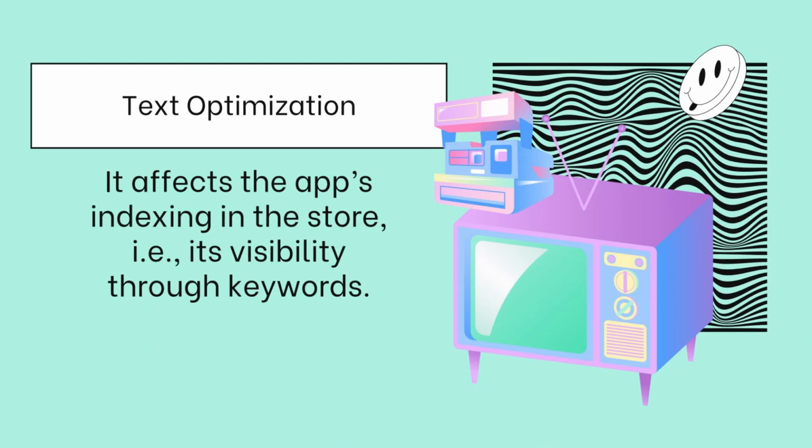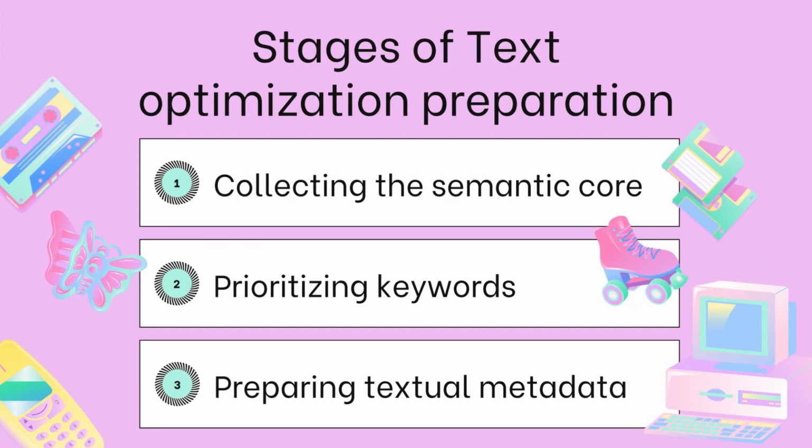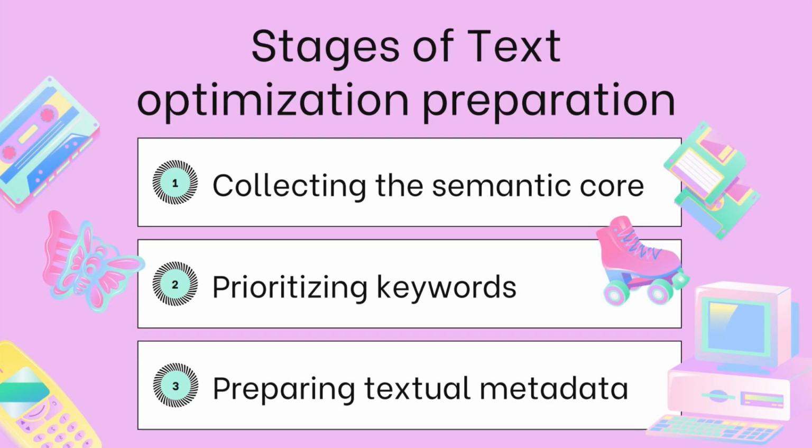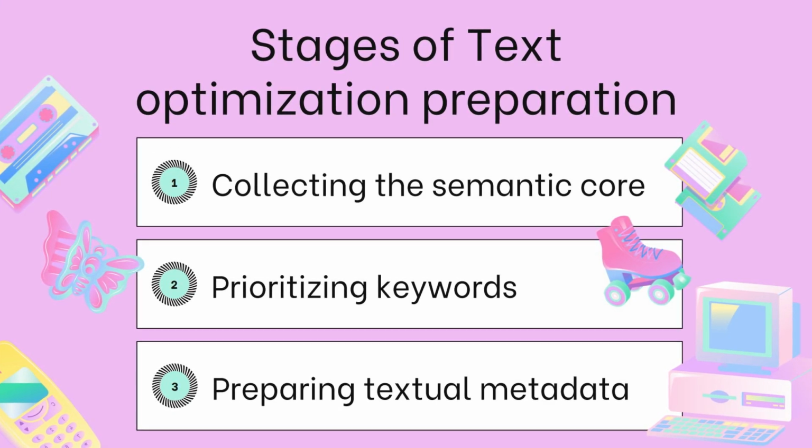Text optimization affects the app's indexing in the store. That means its visibility through keywords. This impacts the volume of future organic traffic to your game. Organic traffic comes to the app page from search results, recommendations, compilations, and charts. Text optimization preparation consists of several stages: collecting the semantic core, prioritizing keywords, preparing textual metadata.